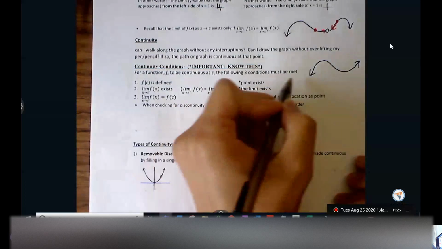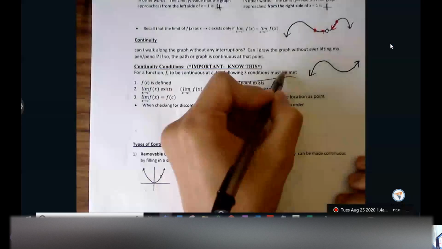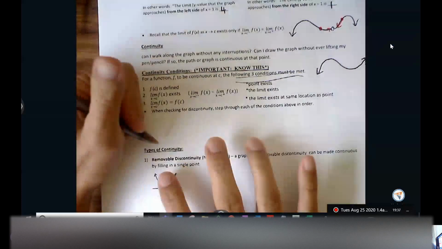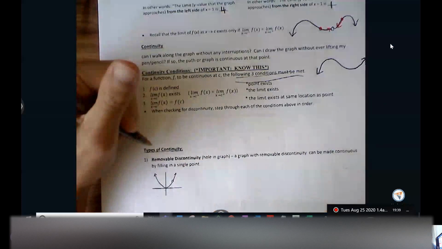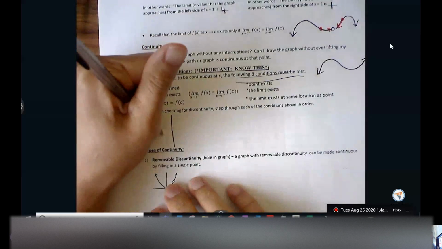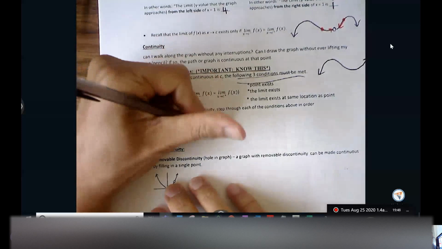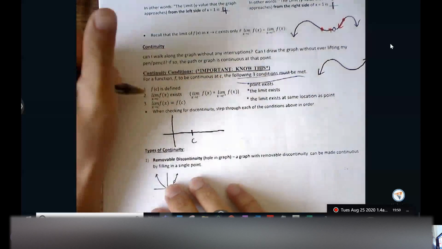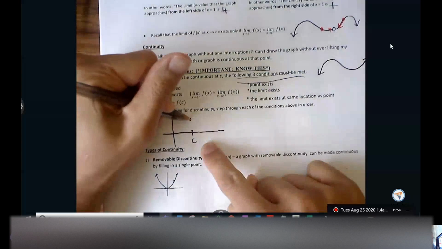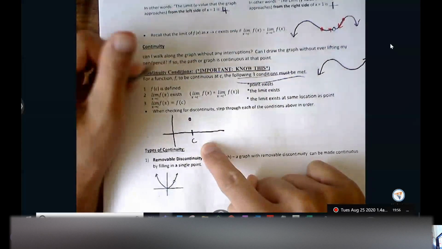So in order for a function to be continuous, it has to meet all three conditions. Okay. So the first condition is, does the point exist? As I go through these conditions, I'm just going to sketch an example and talk through what each of those conditions could look like. Does the point exist? So let's say the graph has this, so it would be true, right?